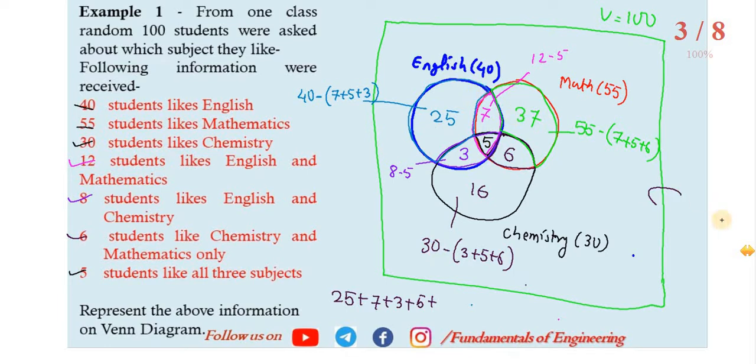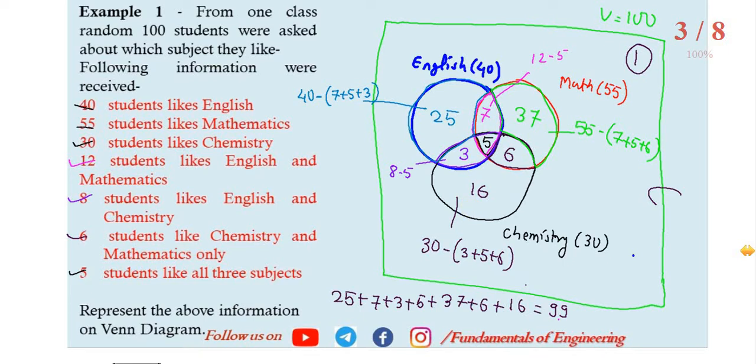Now remaining here how much? 37 plus 6, and now remaining is 16. Do the addition. So 25 plus 7 plus 3 plus 5 plus 37 plus 6 plus 16. How much are we getting? 99. So there is one student who doesn't like any of the 3 subjects. How are we getting that? 100 minus 99. So there is one student who doesn't like all 3 subjects.